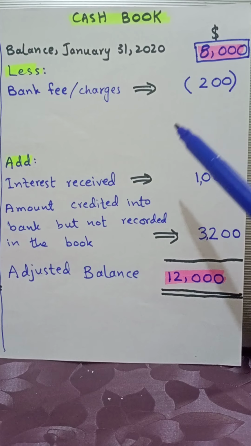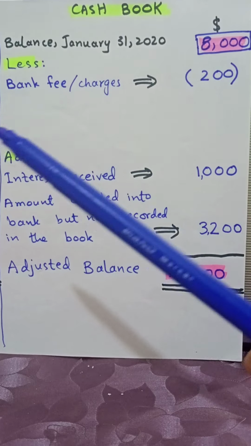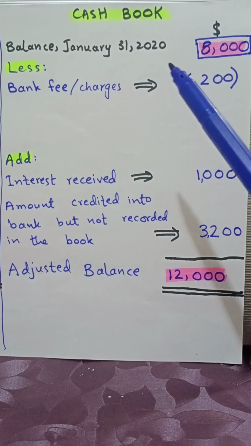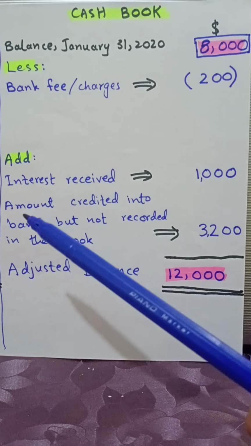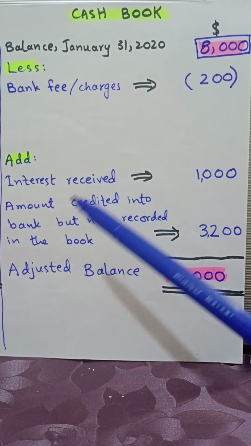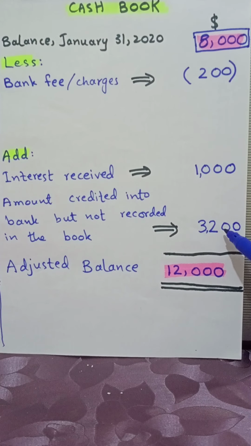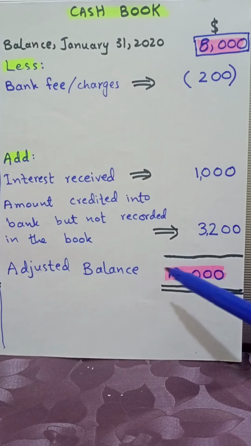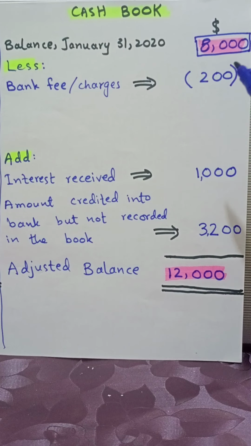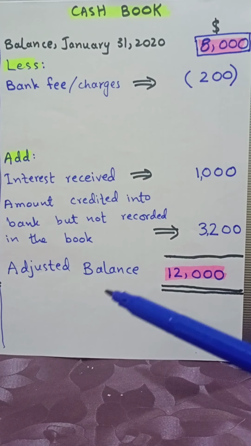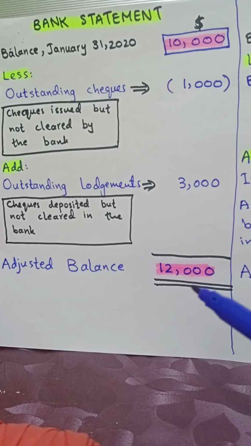For example, a customer pays through online means to the business bank account, but it's not in your knowledge, and upon investigation you come to know that the customer has credited $3,200 into the bank. But you have not yet recorded this transaction in your cash book, so you will add back this balance in your cash book. So again we can see that the adjusted balance would be 12,000, the same as in the case of the bank statement balance, 12,000.